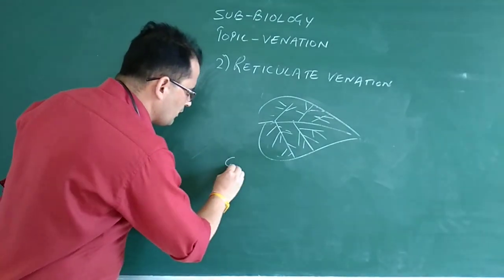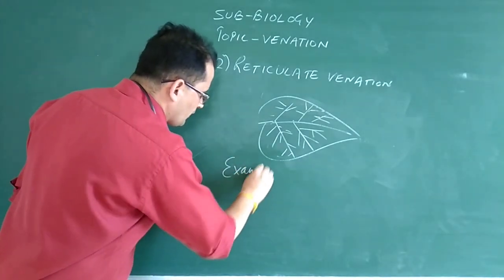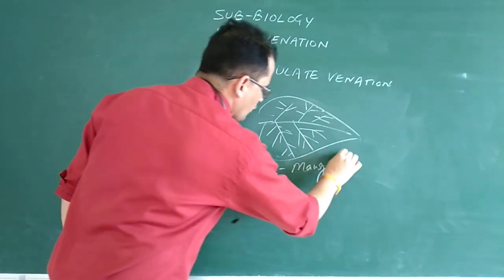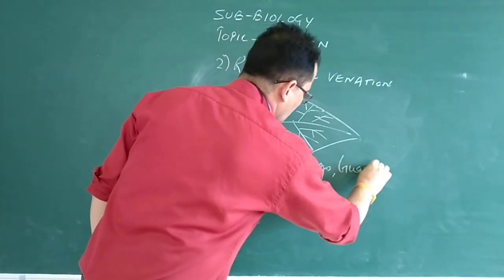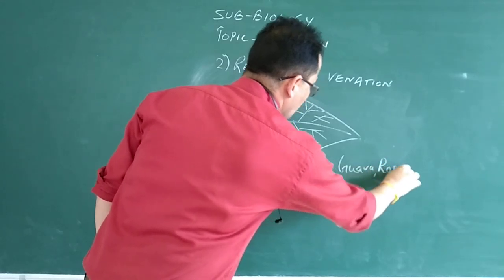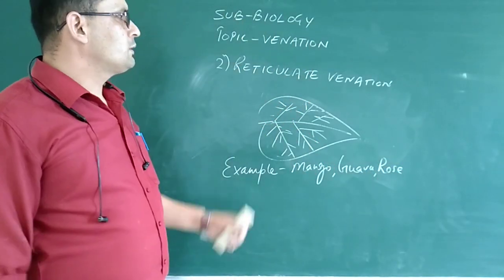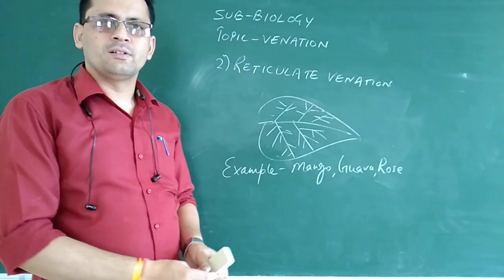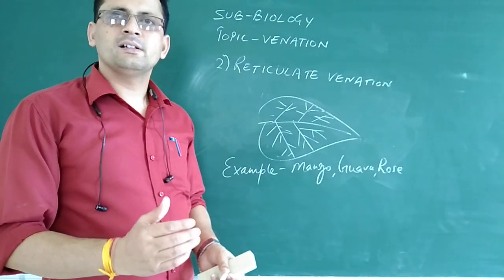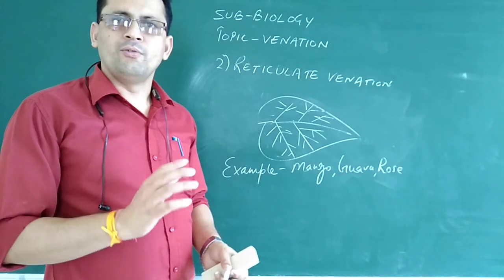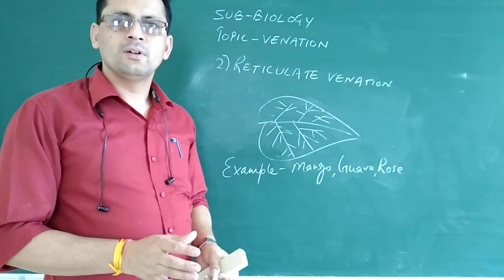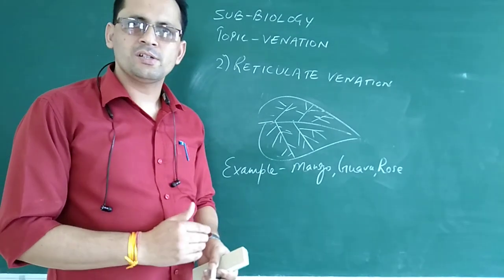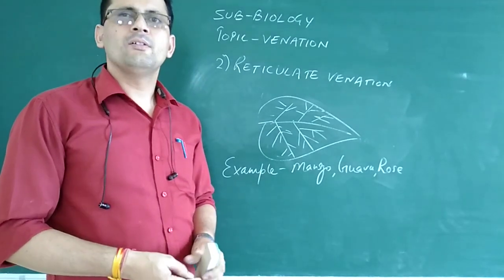Now examples are mango and guava. These plants show reticulate venation. So this is all regarding venation. Venation is the mode of arrangement of veins on the surface of the leaf. Venation in leaves is of two types. One is parallel venation and the other is reticulate venation.